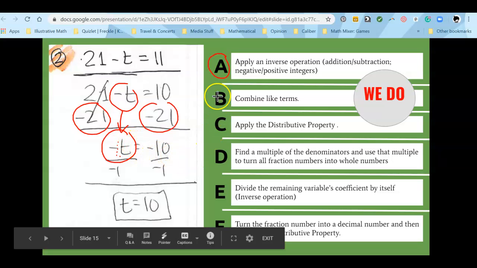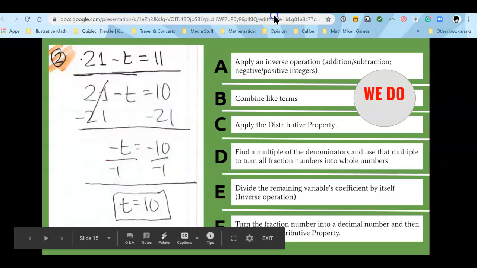So what I do here is I go and say, and finally, I would divide the remaining variable's coefficient. It's the only variable left by itself. And remember, invisible uno, so I divide by -1. That's going to give me the positive invisible uno of 1. But notice here, one negative sign, the second negative sign, an even amount, positive 10.